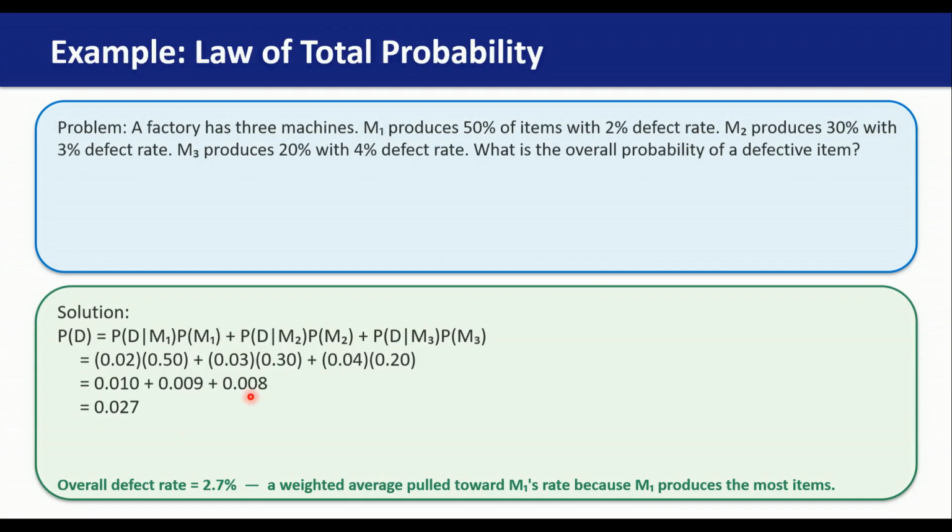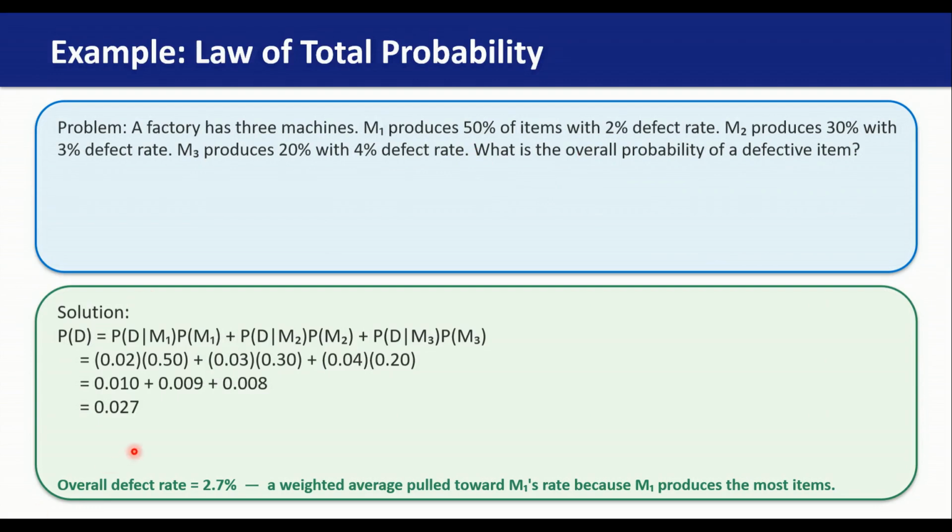Okay, let's have an example. A factory has three machines. M1 produces 50% of items with 2% defect rate. M2 produces 30% with 3% defect rate, and M3 produces 20% with 4% defect rate. What is the overall probability of a defective item? We want to know in what probability an item would be defective.